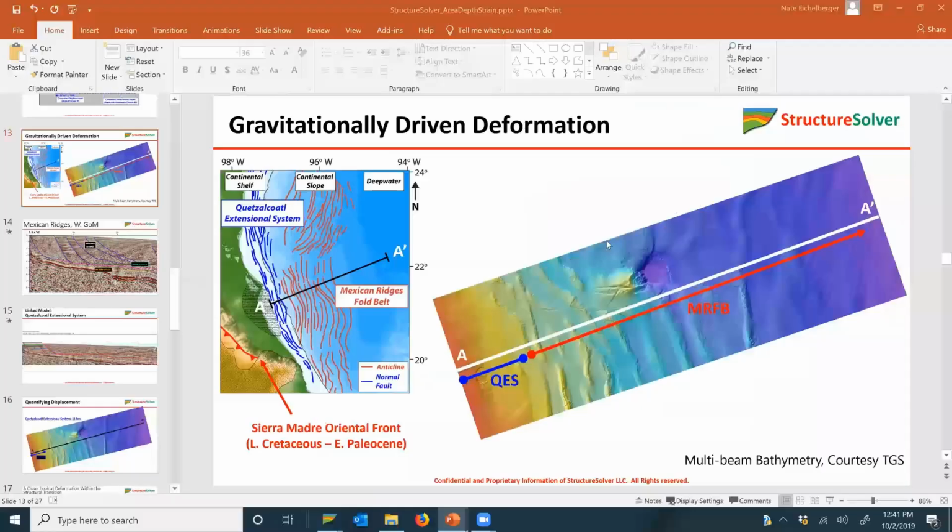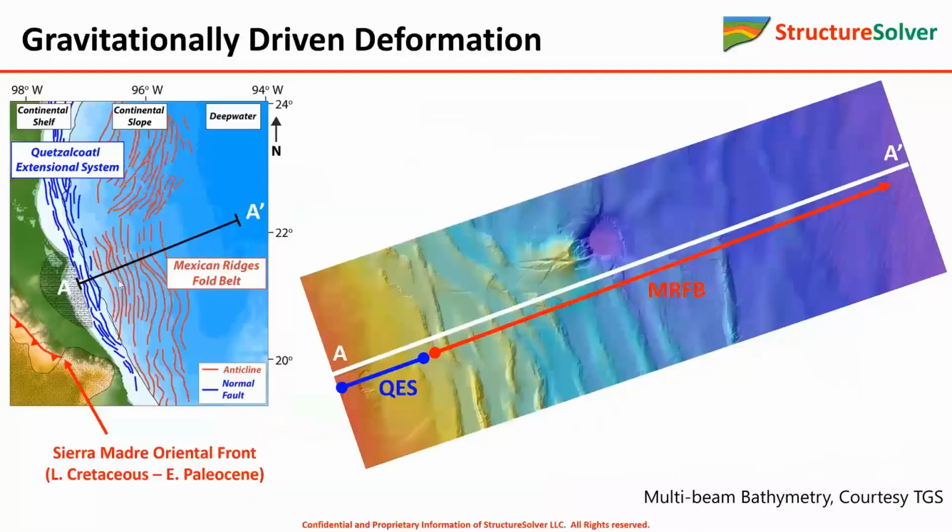And so what we're looking at is a big, long regional line from the Mexican Ridges Fold Belt, where we've got the Quetzalcoatl extensional system. So it's a large series of growth faults that then transition downslope into a whole bunch of contractional folds out into the deep water. So this is their multi-beam bathymetry data.